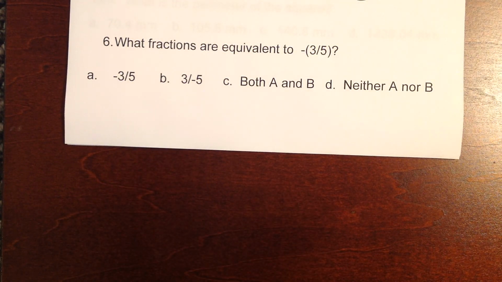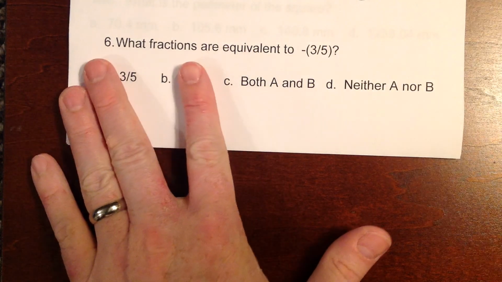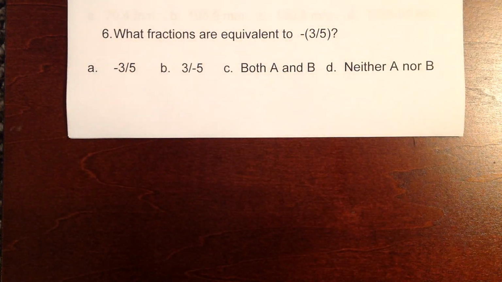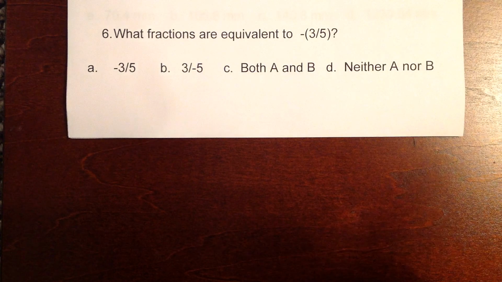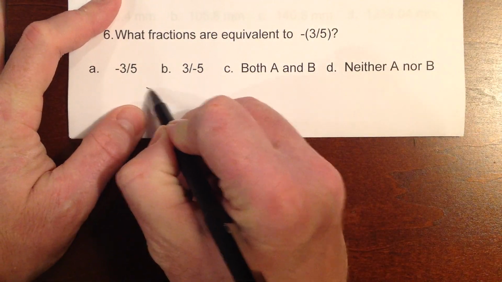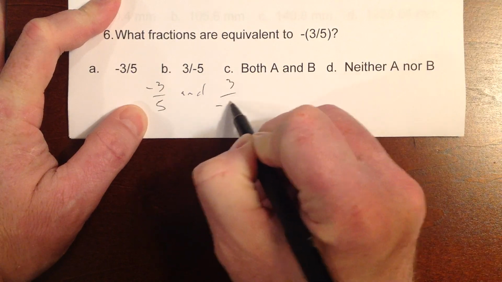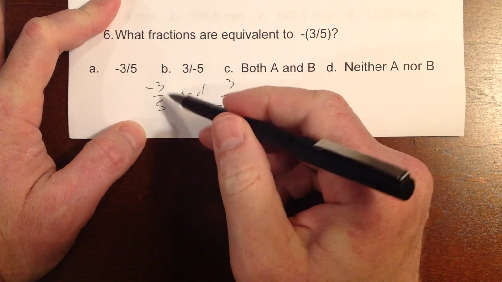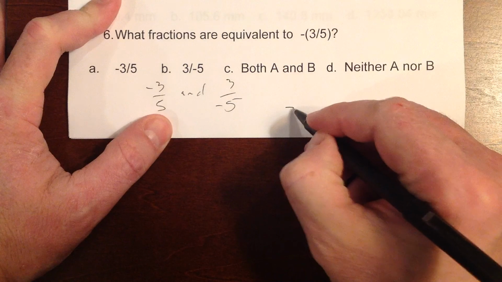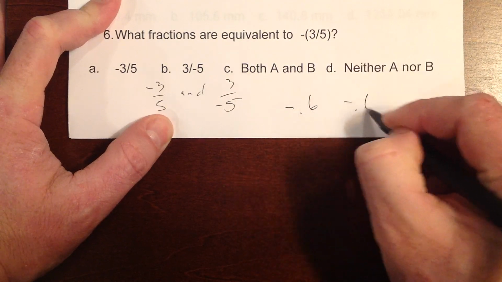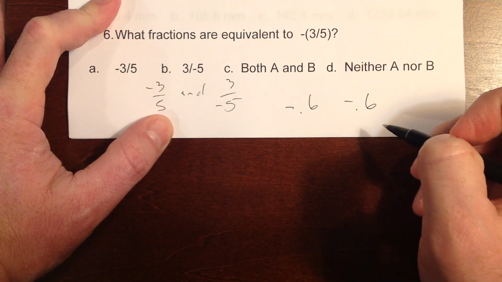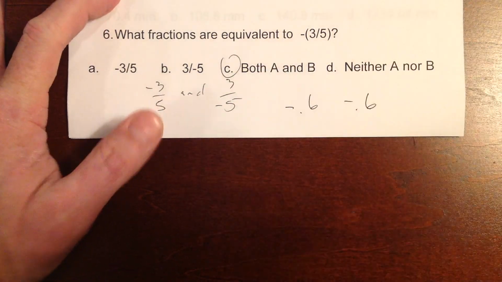Excuse me, what fractions are equivalent to the opposite of or the negative of 3/4? Sorry, 3/5. The answer is going to be negative 3 over 5 and 3 over a negative 5, because both of these divided out will give us a negative 0.6. The answer is both A and B.